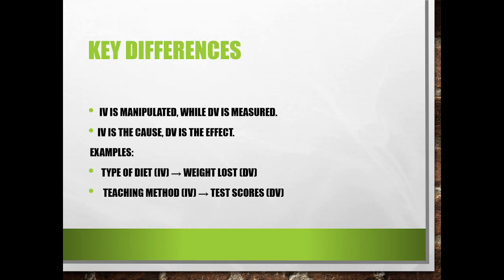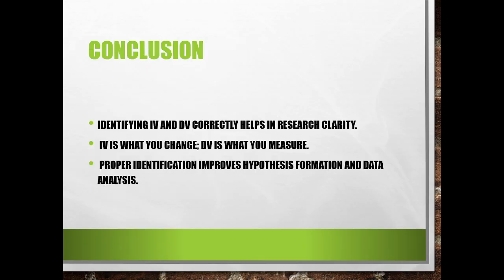Now, let's look at some examples. Type of diet. The type of diet you eat affects your weight loss. So you can tell me which one. I want you to answer the question: which one is your dependent variable and which one is your independent variable?